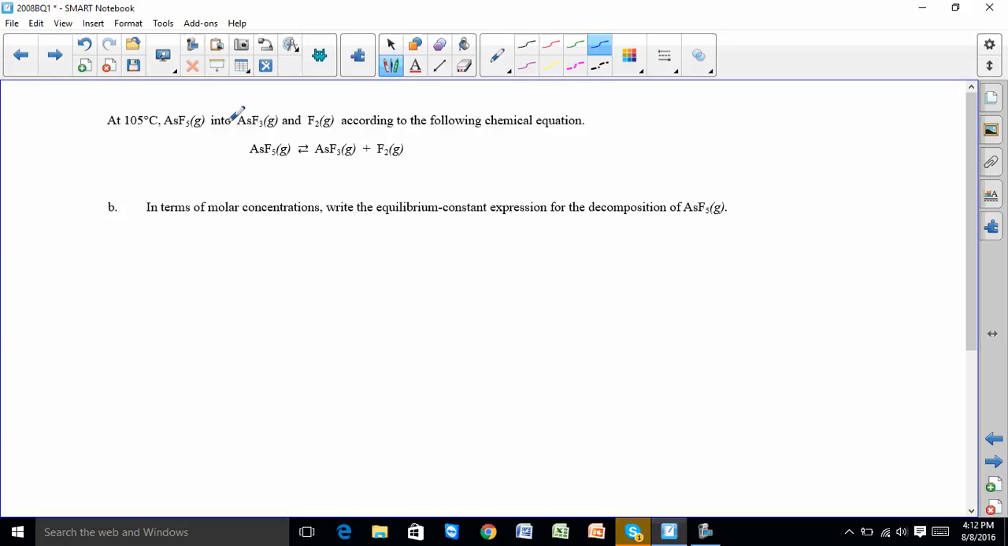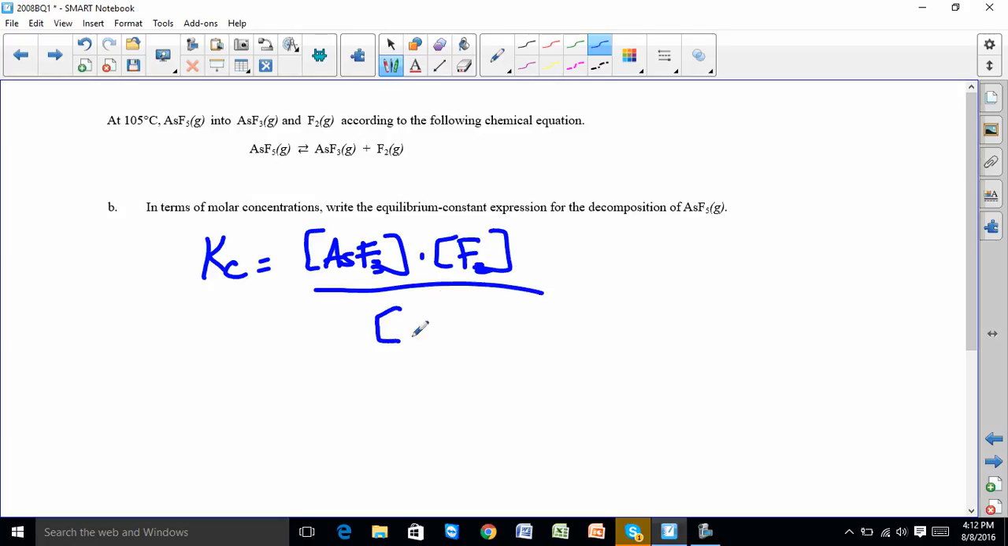At 109, this is the equation, AsF5, so this would be called arsenic pentafluoride, decomposes into arsenic trifluoride and then just plain old fluorine. In terms of molar concentrations, write the equilibrium constant expression. So here's the deal. Kc is the concentration of AsF3 times F2 over AsF5. Notice it's a 1 to 1 to 1 mole ratio, so there's not going to be any exponents. This is actually pretty straightforward. There you go. I bet we have to use it.